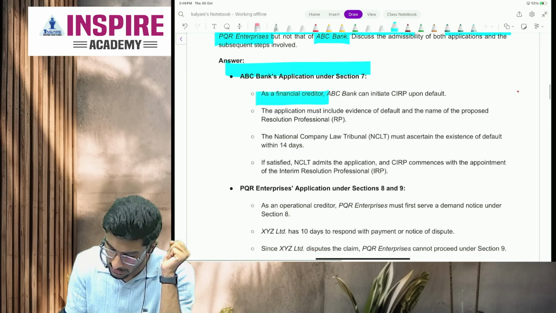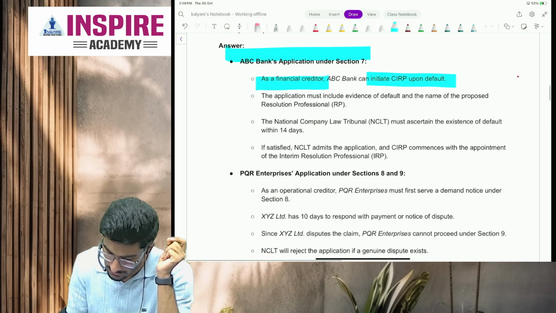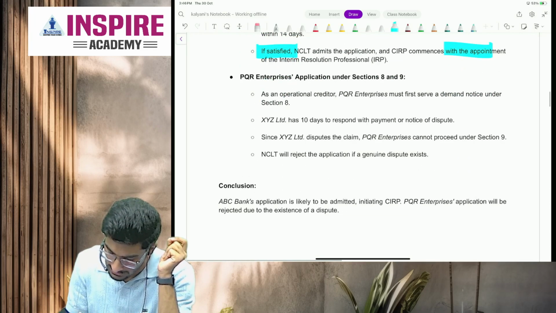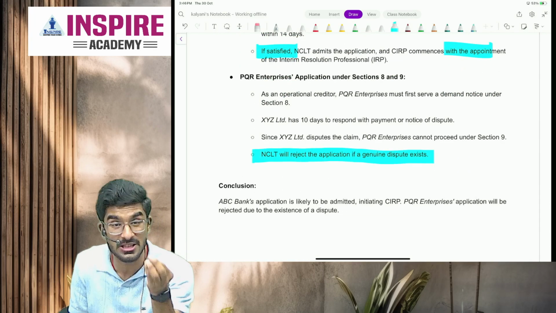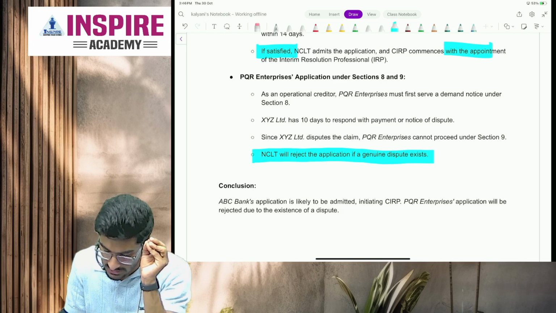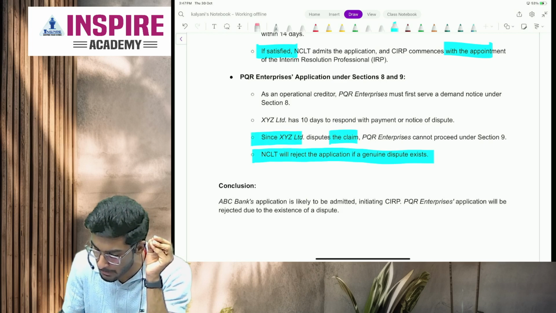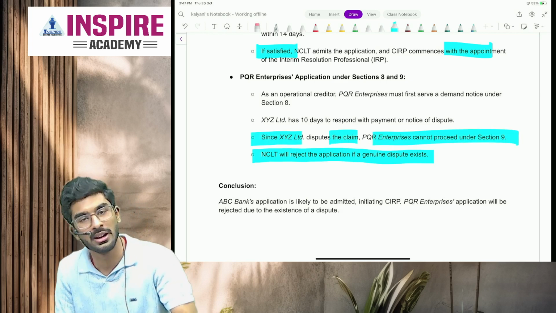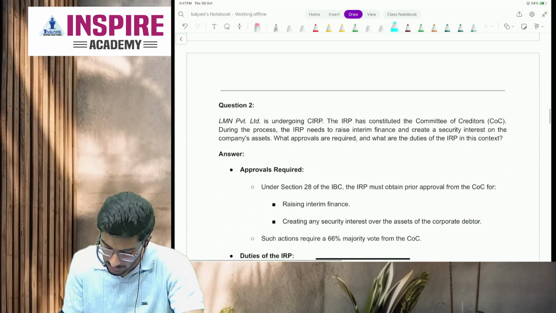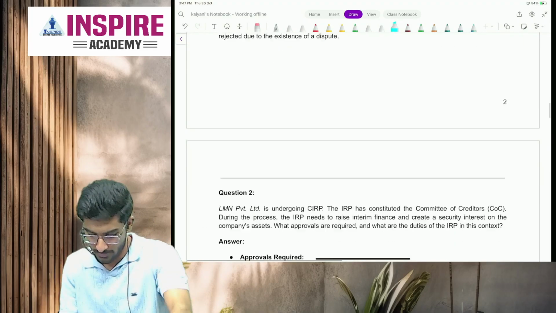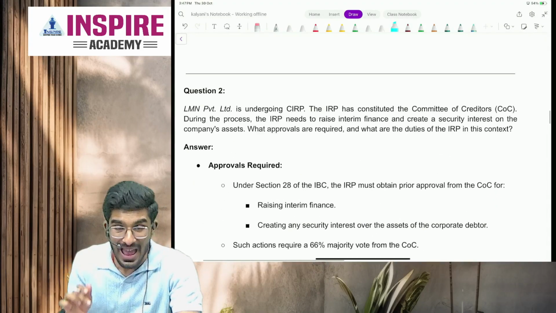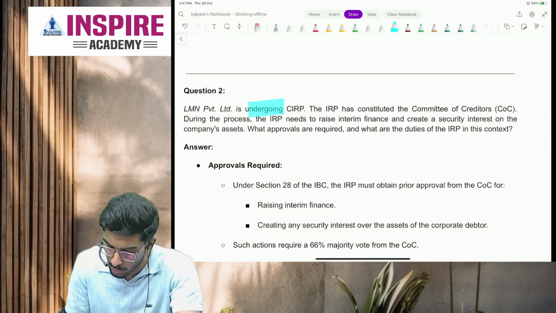As a financial creditor, ABC Bank can initiate CIRP. If satisfied, NCLT will admit the application. But over here, NCLT will reject the application if a genuine dispute exists. Since XYZ Limited disputes the claim, PQR Enterprises cannot proceed under Section 9. Okay, this is the answer, people. Very easy.